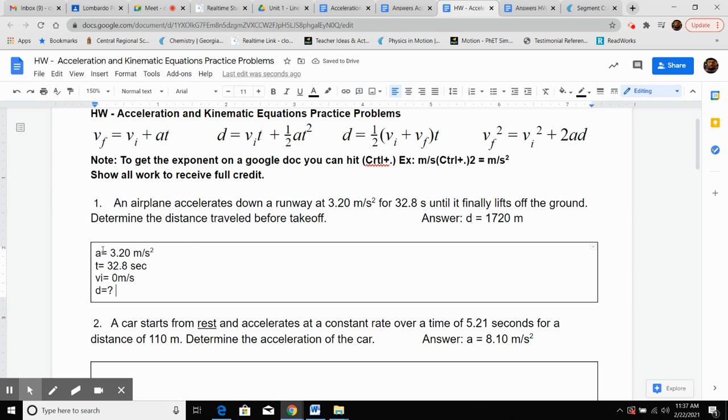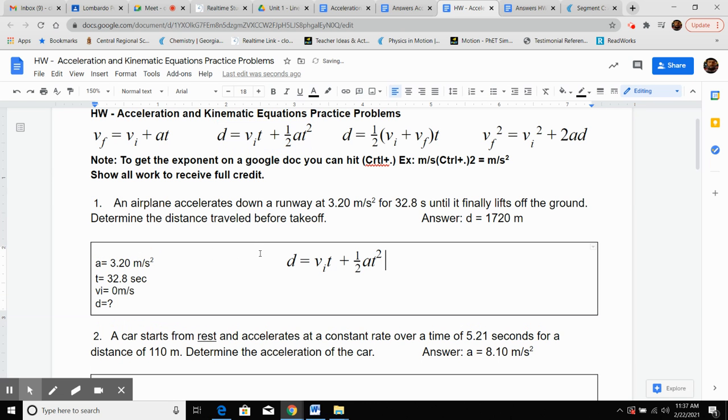Okay, so which equation has these 4 variables? This one does not have D in it, so that's immediately eliminated from contention. That means we have one of these 3. Is there a VF in our given information? No, so that means these 2 are canceled out. So by process of elimination, this is the guy. So I'm going to Control C, scoot this over, Control V. And then just go underneath everybody and solve.